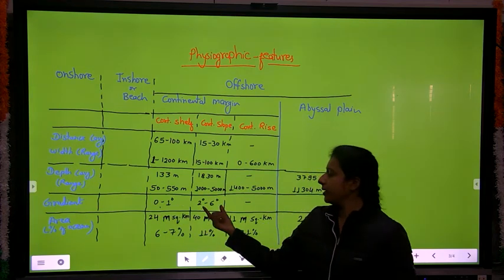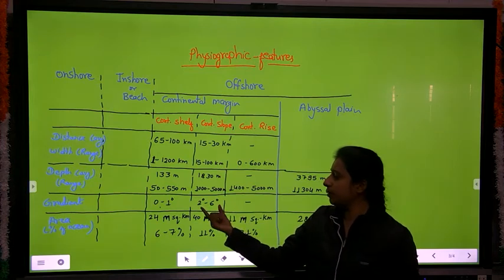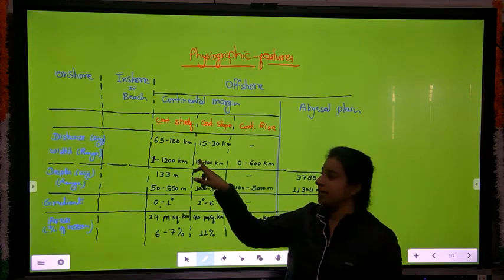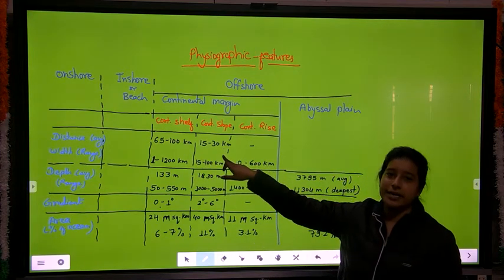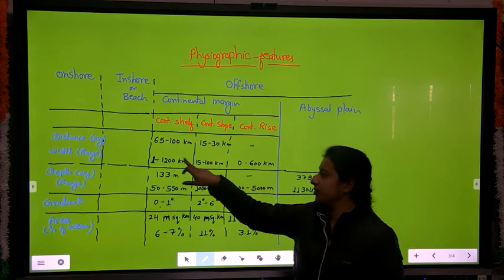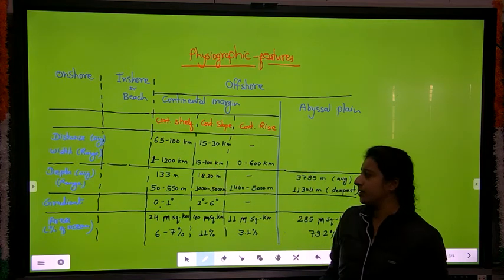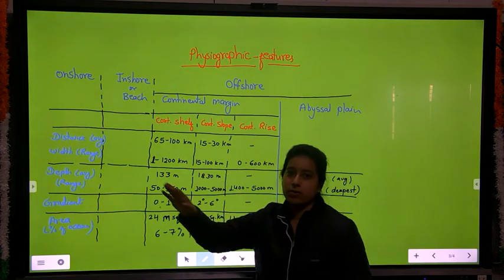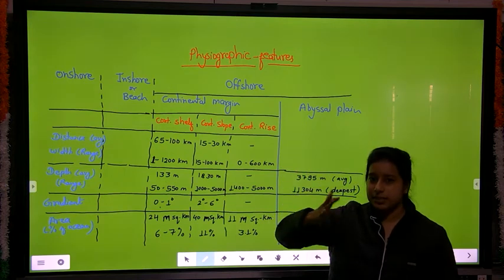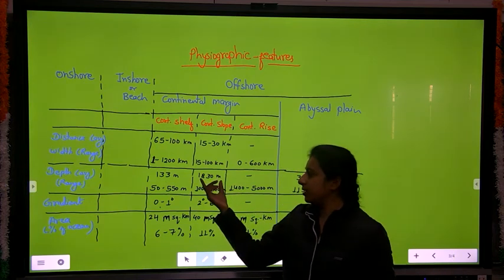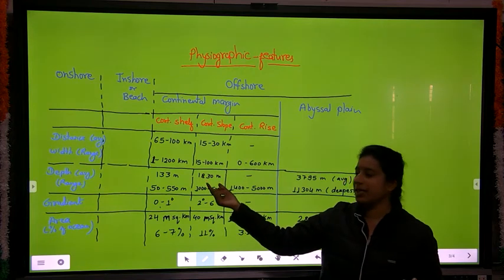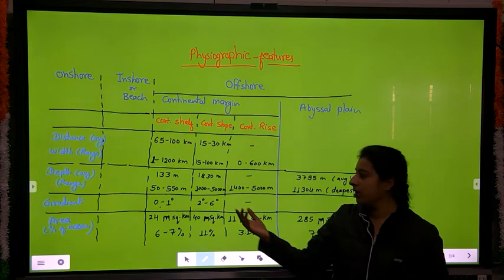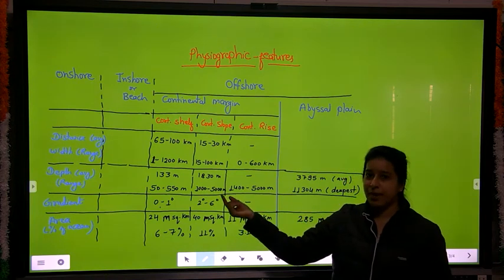shelf. The continental slope's gradient is about 2 to 6 degrees, and the distance covered by the continental slope is about 15 to 30 kilometers, and its width in range is about 50 to 100 kilometers. And depth, again, is about how deep the water is. On average its depth is about 18 to 30 meters, and in range it varies between 1000 to 5000 meters.